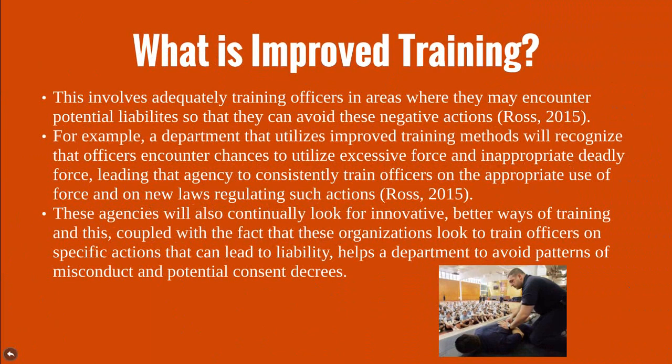It involves adequately training officers in areas where they may encounter potential liabilities so that they can avoid these negative actions. So whereas policy revision recognized potential areas of liability and created policies to avoid liabilities and consent decrees in these areas, improved training methods involves recognizing potential areas of liability and improving training methods to prevent liabilities and consent decrees in these areas. For example, a department that utilizes improved training methods will recognize that officers encounter chances to utilize excessive force and inappropriate deadly force, leading that agency to consistently train officers on the appropriate use of force and on new laws regulating such actions.